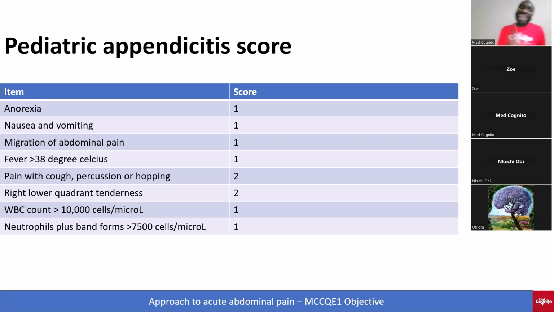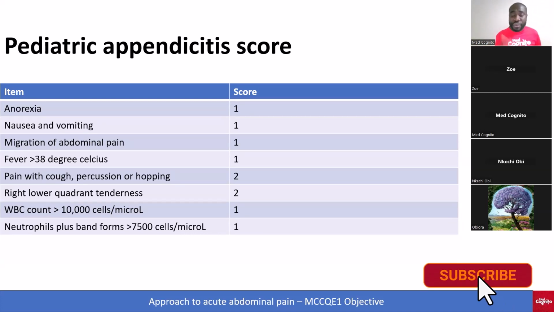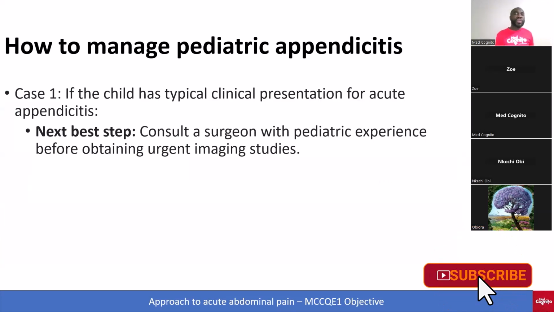I need you to learn and memorize the components of the pediatric appendicitis score, please. Very, very important as you prepare for your board exam. So, how are we going to manage pediatric appendicitis? Number 1, if the child has typical clinical presentation for acute appendicitis, what should be the next best step? Look at this very well.